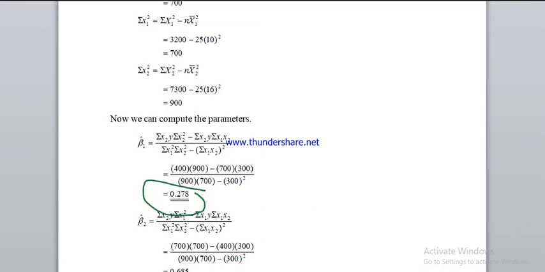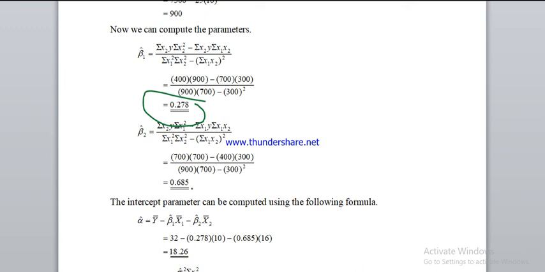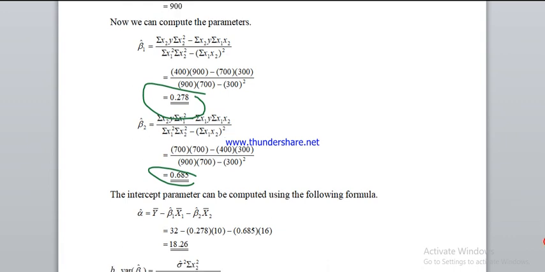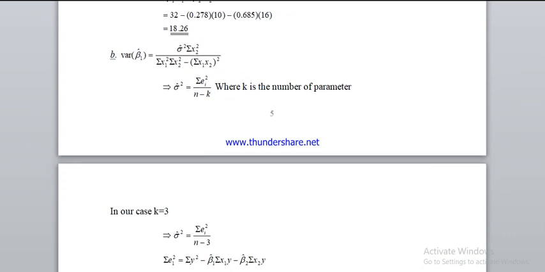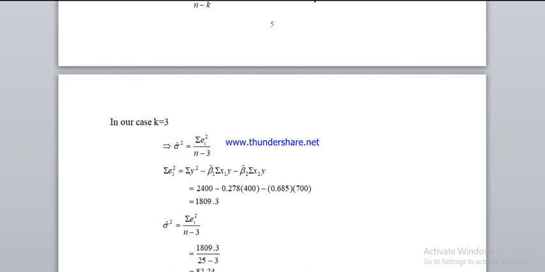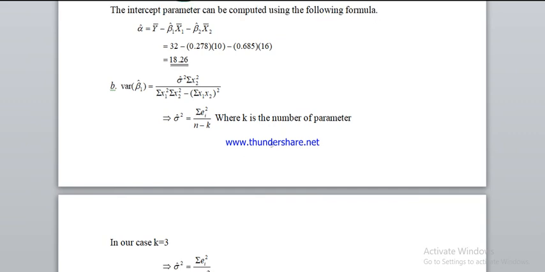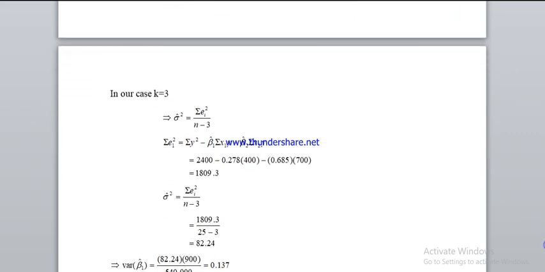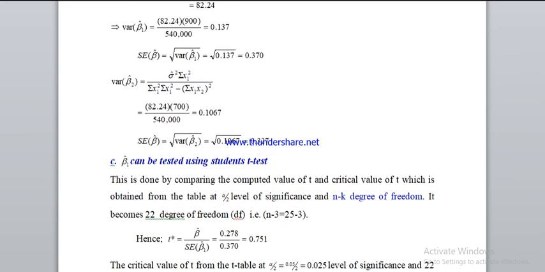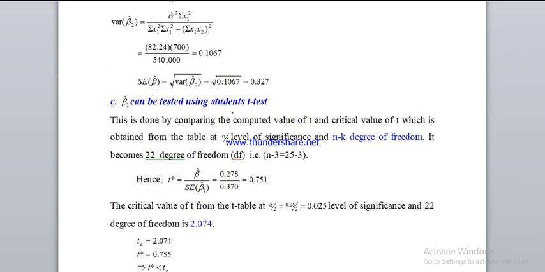and we can also get the value of beta 2. Once we get these values, and again the value of the intercept term alpha, we can write the estimated equation and interpret the coefficients. Of course, as we said, before interpreting the coefficients, we have to check whether the coefficient is significant or not. It can be tested using the student t-test.